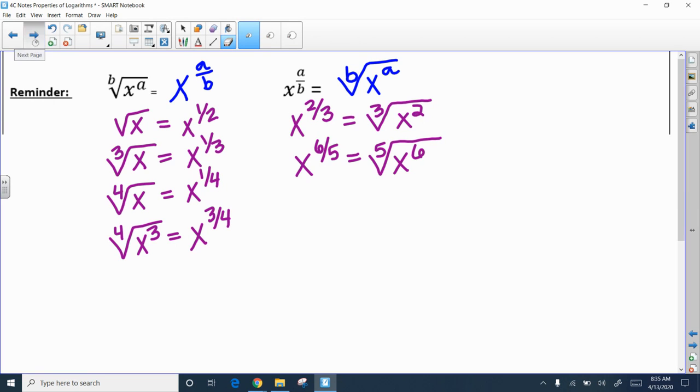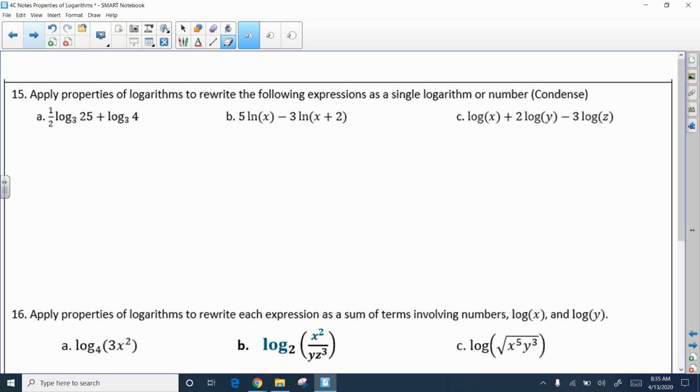So let's get on to some examples here. So let's look at number 15. The instructions say, apply properties of logarithms to rewrite the following expressions as a single logarithm or number. So what that means, since we're trying to rewrite it as a single logarithm, is we are trying to condense. So condense means make it smaller. So our final answer should only have one logarithm.